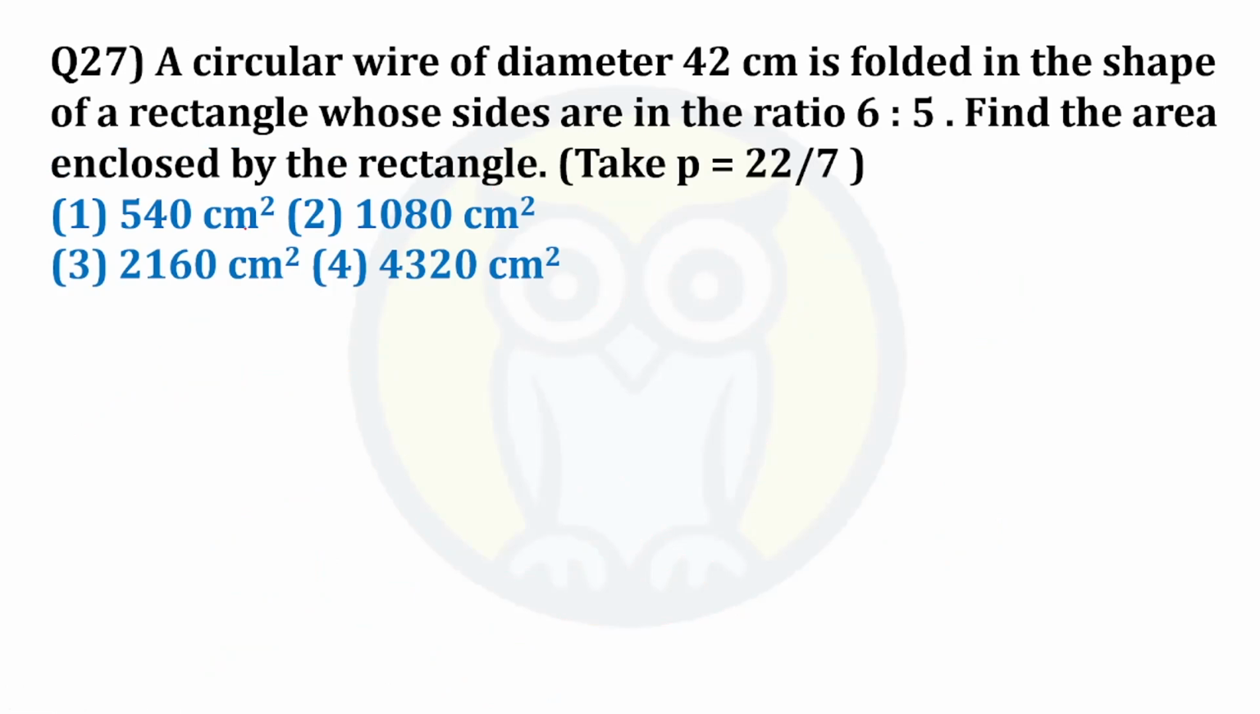Question number 2, which is question number 27. A circular wire of diameter 42 centimeters is folded in the shape of a rectangle whose sides are in the ratio 6:5. The circular wire has a diameter of 42 centimeters, so the radius is half of the diameter. So the radius is 21 centimeters. The question says it is folded in the shape of a rectangle.